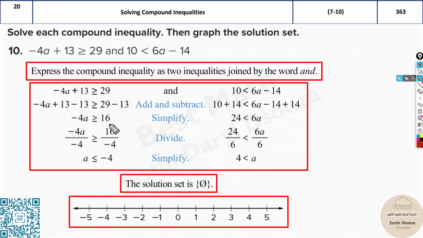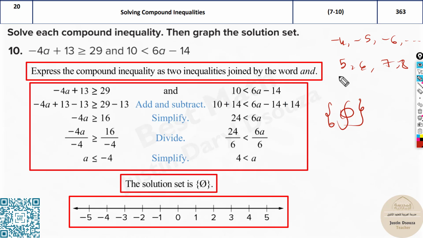It's better to write this. This is called the empty set. The symbol is called empty set, meaning there are no values in this. I'll tell you why. What is a less than or equal to minus 4? It's minus 4, minus 5, minus 6, and so on. What about a is greater than 4? It is 5, 6, 7, 8. Are there any numbers which are common? No, there are none. So no solution.